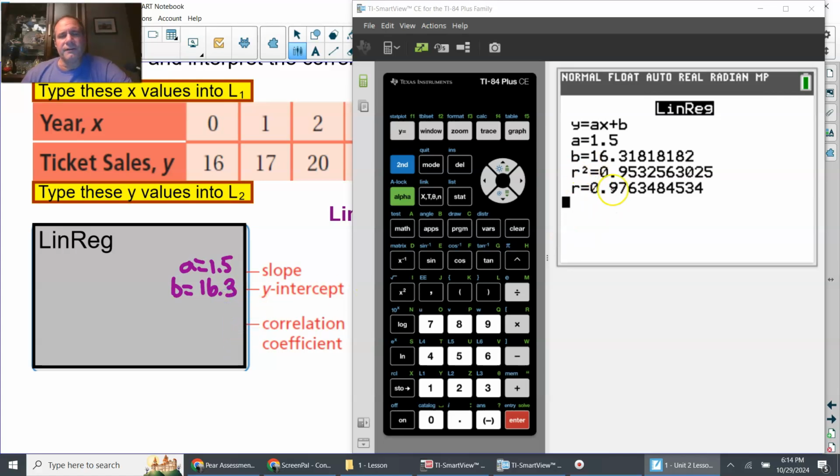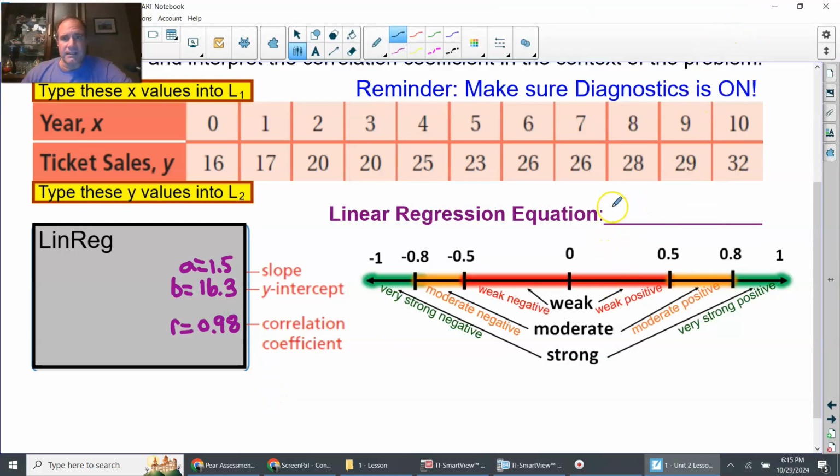So the correlation coefficient is never rounded to the tenth. It's always rounded to at least the hundredth. So that's what I'm going to round it to. So the correlation coefficient, R, equals 0.98. All right. And I'm going to get rid of the calculator because I don't need it anymore. Y equals, I'm going to put the A in for the slope. Y equals 1.5x plus 16.3. Rounded to the nearest tenth. And then rounded to the nearest hundredth is the correlation coefficient.